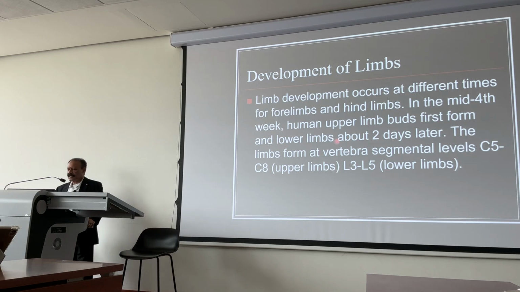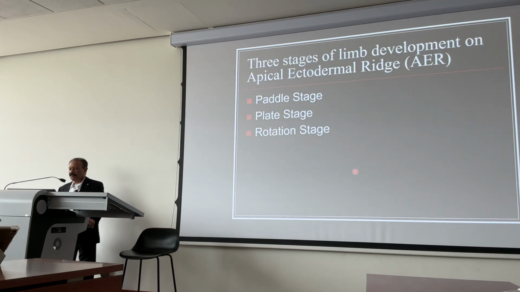Limb development occurs at different times for the forelimb and the hind limb. In the mid-4th week the upper limb, so 25 to 26 days is the middle of the 4th week, forms first, and the lower limbs form after 2 days. The limbs form at vertebral segments where C5 to C8 is the upper limb and L3 to L5 is the lower limb. You learn that later. There are 3 stages of limb development on the apical ectodermal ridge: paddle stage, rotation stage.